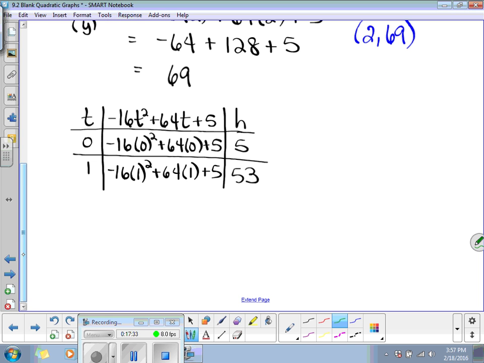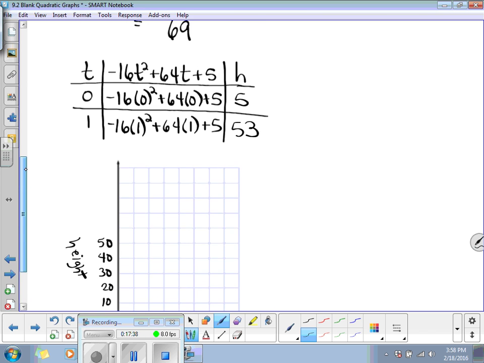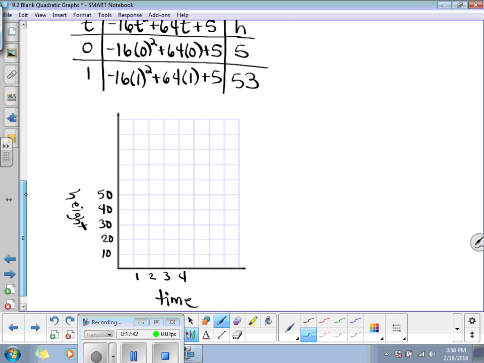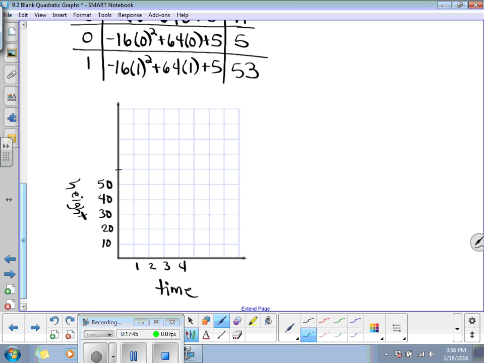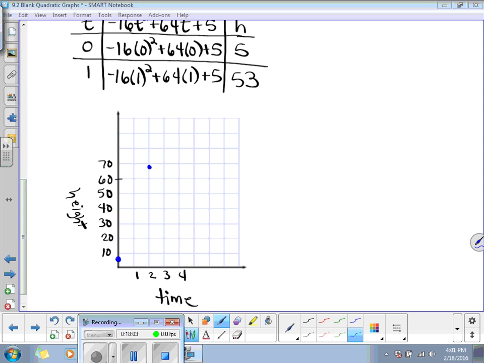So now we can graph. Our vertex, we said, was at 2 comma 69. So let's see, this is 67. So 2 comma 69 is right there. When we graph the other 2 points, we have 0 comma 5. The other point we have here is 1 comma 53. So there's 50. 53 is about right there.